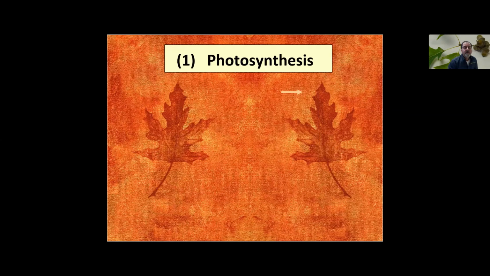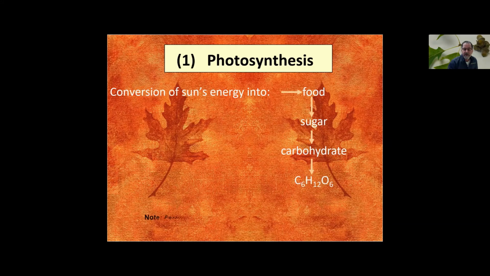Well, photosynthesis is nothing more than the conversion of sun's energy into food. More specifically, the food would be considered sugar, and even more specifically, it's the carbohydrate sugar. And even more specifically, it looks like this. That little molecule right there runs the world, C6H12O6. We all rely on carbohydrates for our survival, and so do trees.